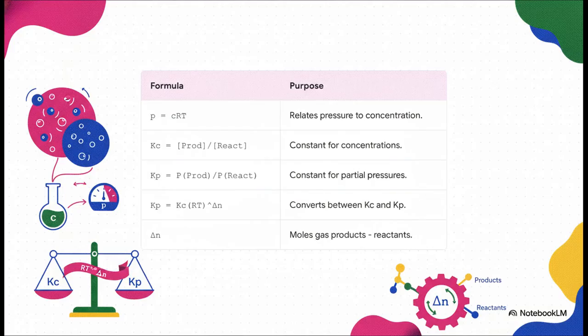So, this table basically summarizes the entire toolkit we've built today. We started with that fundamental link between pressure and concentration. We defined our two constants, Kc for concentration and Kp for pressure. We built the incredible bridge equation to convert between them. And we identified delta N as that critical factor that really powers the whole conversion.